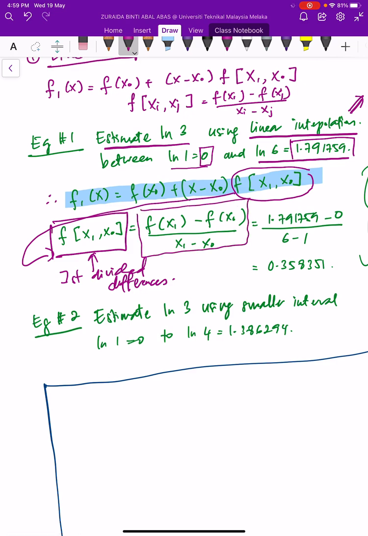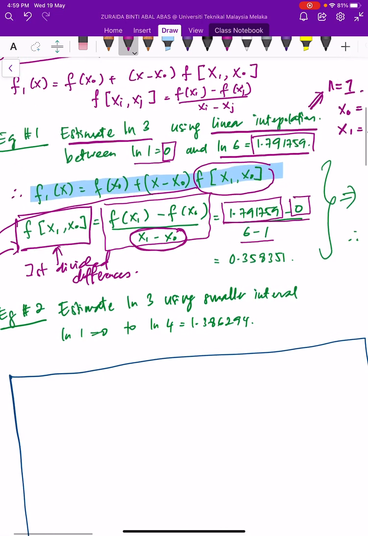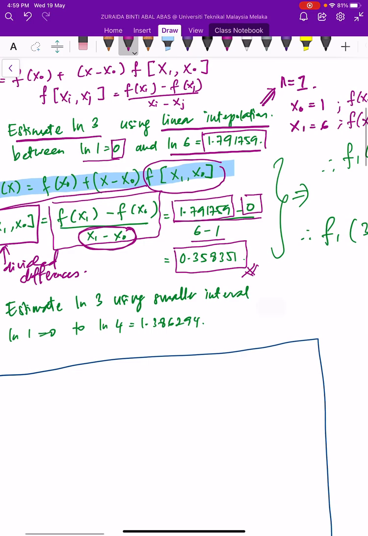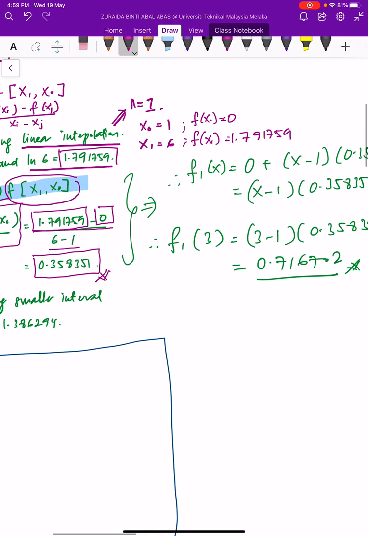You need to plug in the value of f(x1), which is 1.791759 minus 0, divided by the difference between the points, which is 6 minus 1. Therefore, your first divided difference has the value like this one. So you are done with the first divided difference. Therefore, you can plug into the formula here.